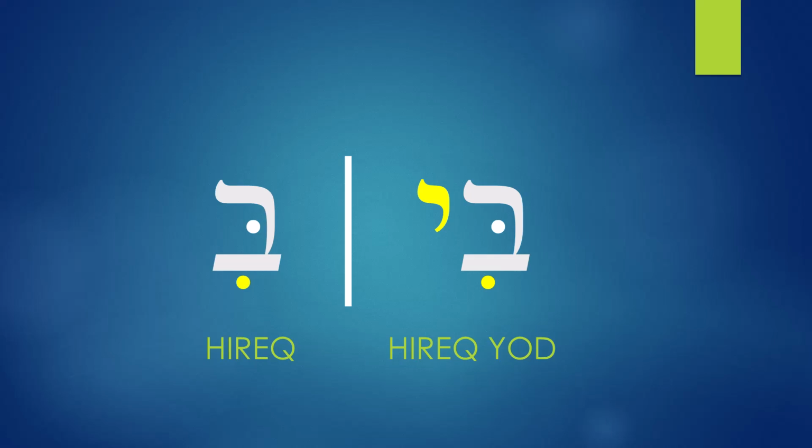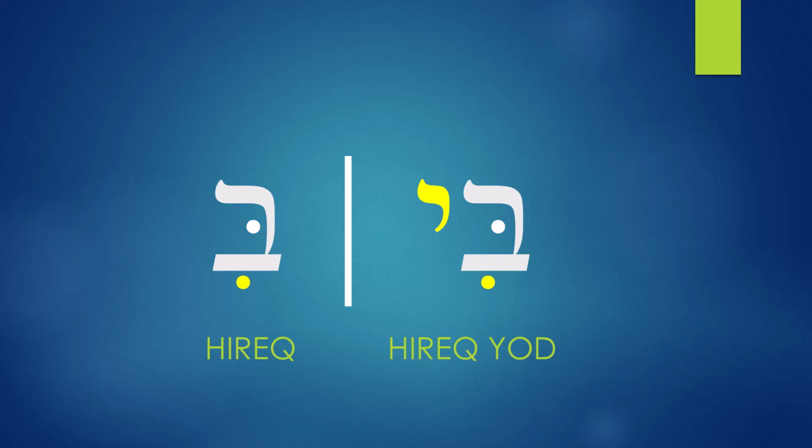Let's move on. The next one we have is the E-class vowels, those that are making an E sound. We have hirek yod and we have hirek. We have the long one and the short one. Hirek yod is going to be pronounced with the consonant. The bet is going to be pronounced as "bee," and with the shorter one, it's going to be pronounced as "bih."